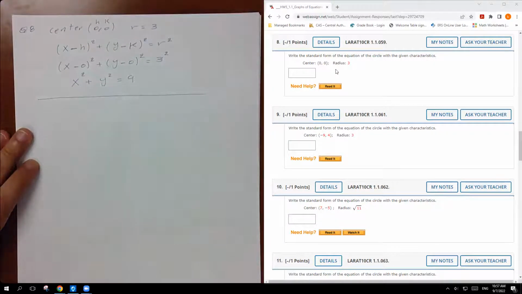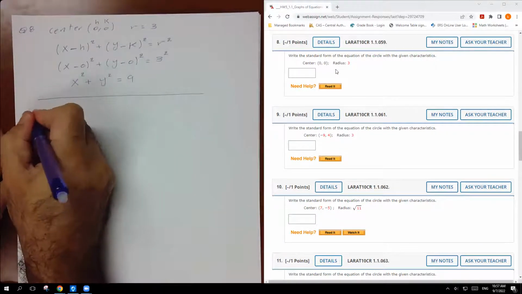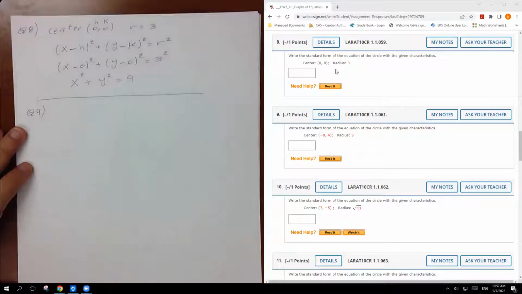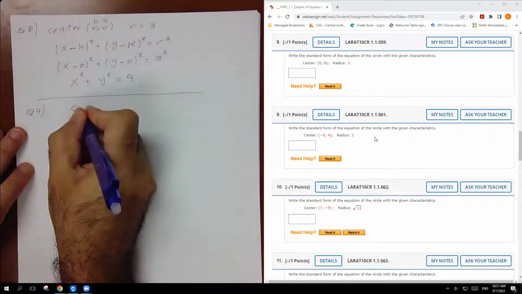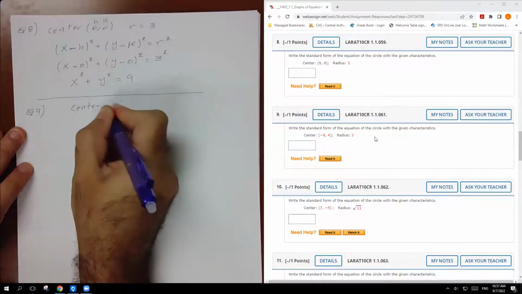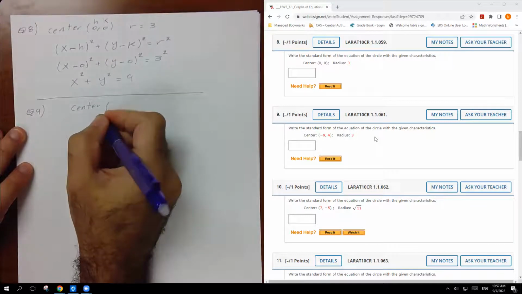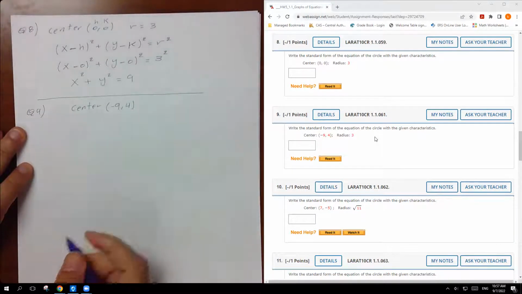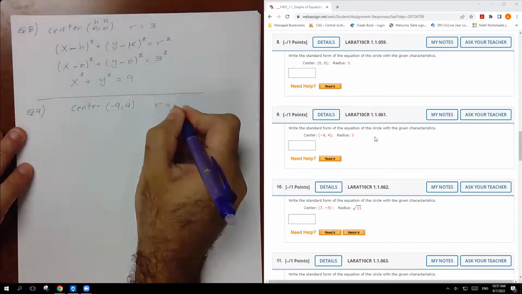Let's do the same thing with example 9. Question 9 is going to be the same thing. Write the standard form of the equation of the circle with the given center. So now the center is (-9, 4) and the radius is 3.